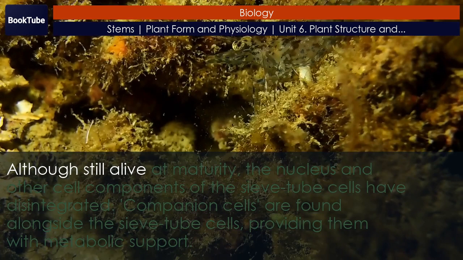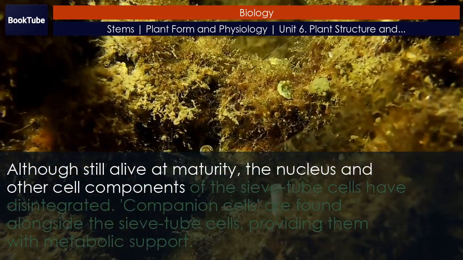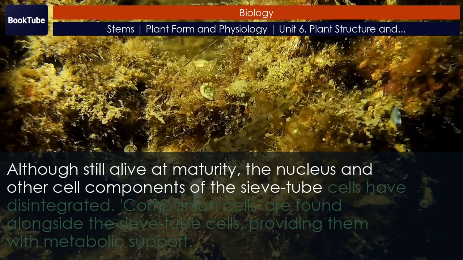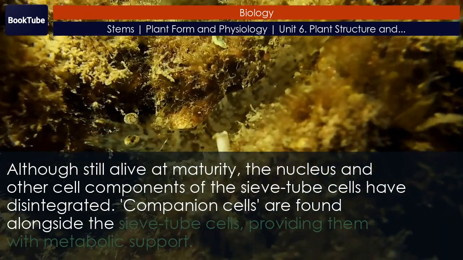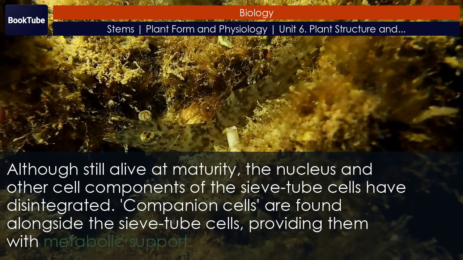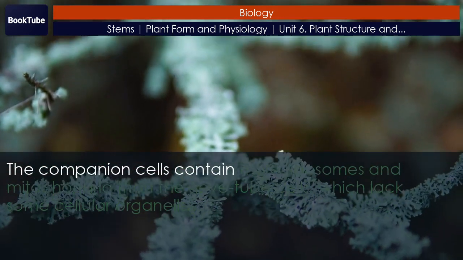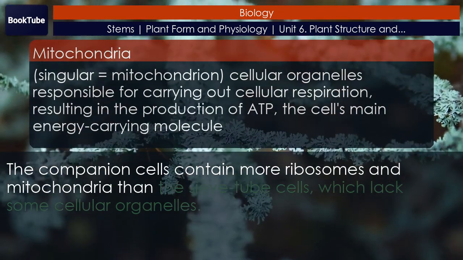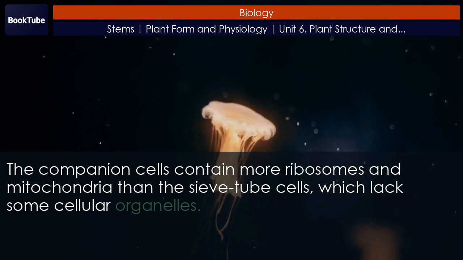Although still alive at maturity, the nucleus and other cell components of the sieve tube cells have disintegrated. Companion cells are found alongside the sieve tube cells, providing them with metabolic support. The companion cells contain more ribosomes and mitochondria than the sieve tube cells, which lack some cellular organelles.